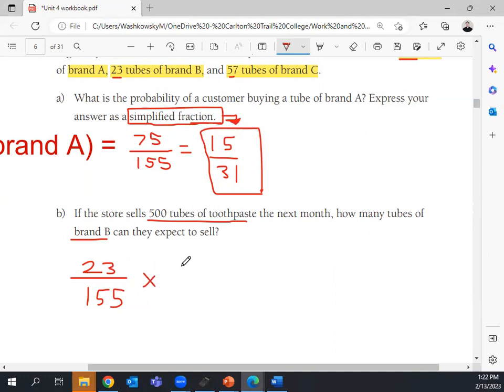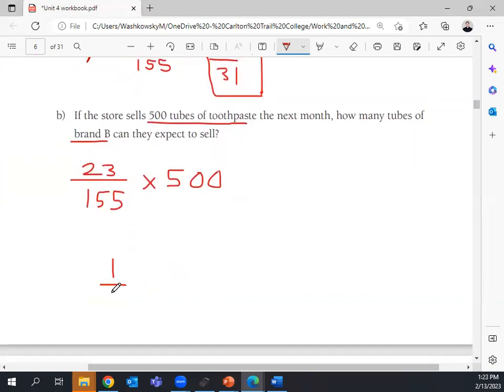But now I just want to know what if I sell 500 tubes? So of 500 tubes, I know that I'm this likely to sell a brand B, right? Don't write this down. If I was to flip a coin 500 times, how many times would it land on heads? You just take a half, times it by 500, right? So the same is true up above. It's just a lot bigger numbers.